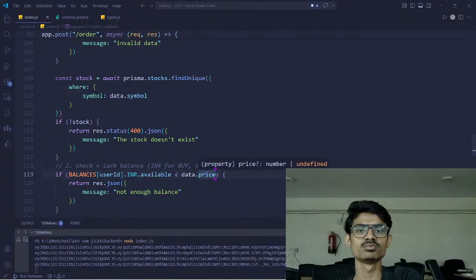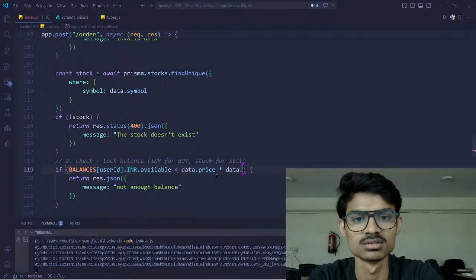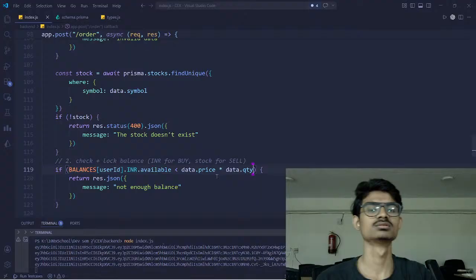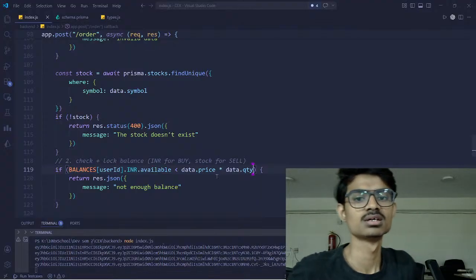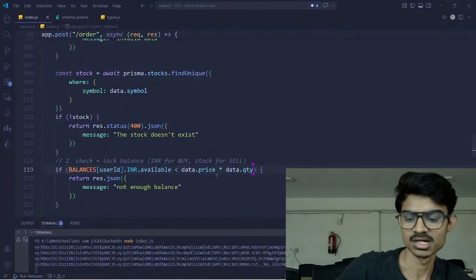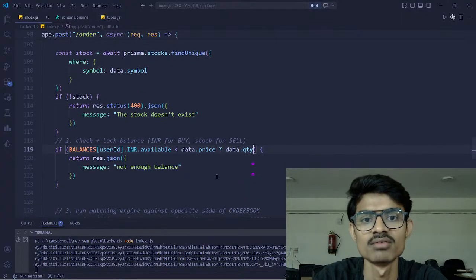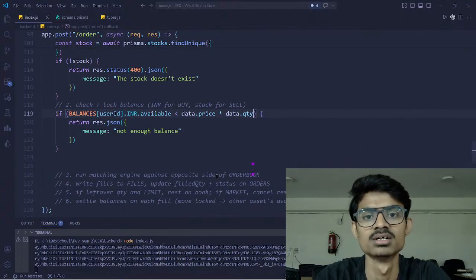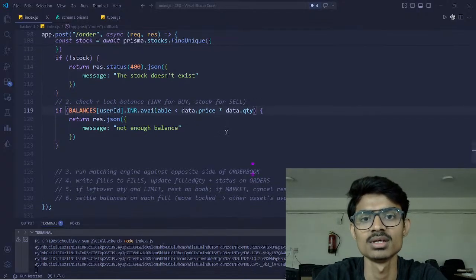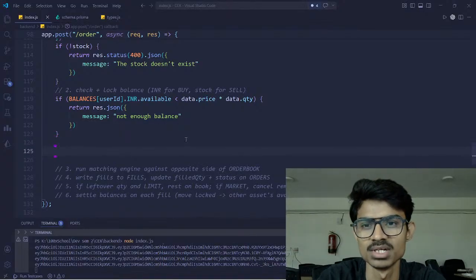So we maybe have to multiply it with quantity. data.quantity. So what I'm saying is that I want to buy each stock at this price. So do I have enough balance for this, right? Yep. Let me understand what's happening right now.